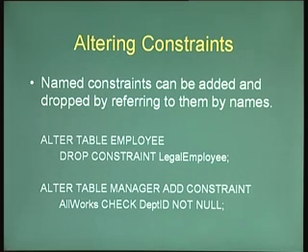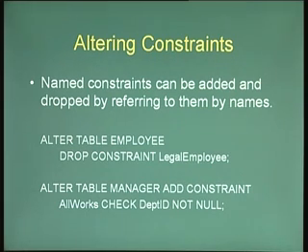Once we have named constraints, we can alter constraints, that is, we can add or delete constraints by referring to them by their names. For example, the following slide shows two different alter commands. The first command says alter table employee drop constraint legal employee. If the particular constraint is no longer valid, we can refer to it by name and drop it, so that constraint is no longer enforced in future additions or updates to the table.